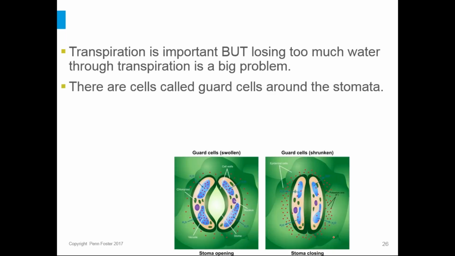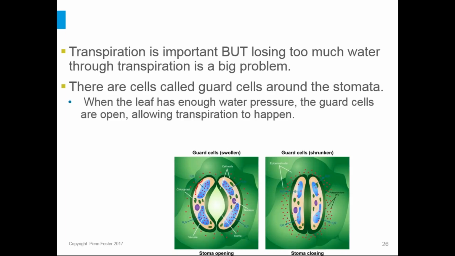Plants need to maintain the water pressure in their leaves and stems. Without enough water, they will wilt. So there are guard cells around the stomata. So that's these light-colored cells in this image. Those are the guard cells. When the leaf has enough water pressure, the guard cells open and that allows transpiration to happen. Okay, so the water will be able to evaporate out of the cell when it's open. So when there's enough water, they open up and the plant can lose water and it's not an issue.